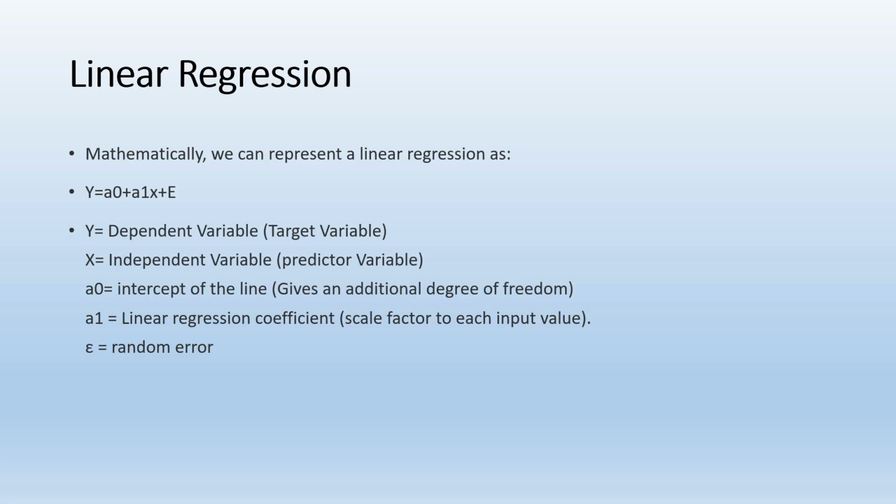So we can represent this as y equals mx plus c. Here y is the dependent variable and x is the independent variable, a0 is the intercept of the line, and a1 is the linear regression coefficient. This is the scale factor for each input value, and e or sigma is the random error. So we can represent the linear regression like this as a straight line, in the form of y equals mx plus c.